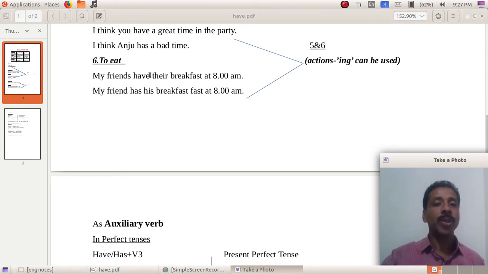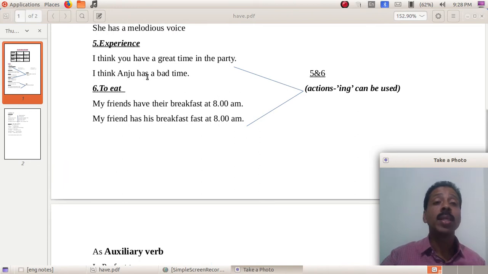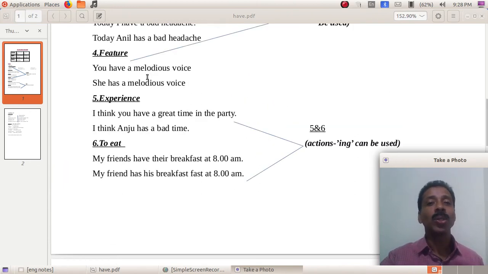Even though we use this word have or has in the meaning of eat, in normal spoken, colloquial form, instead of saying I eat my breakfast, the usage is I have my breakfast, or I had my breakfast in the past form. We are not commonly using eat, even though the meaning is the same. We are using have in the meaning of eat. So, as a main verb, have or has have these six main uses.